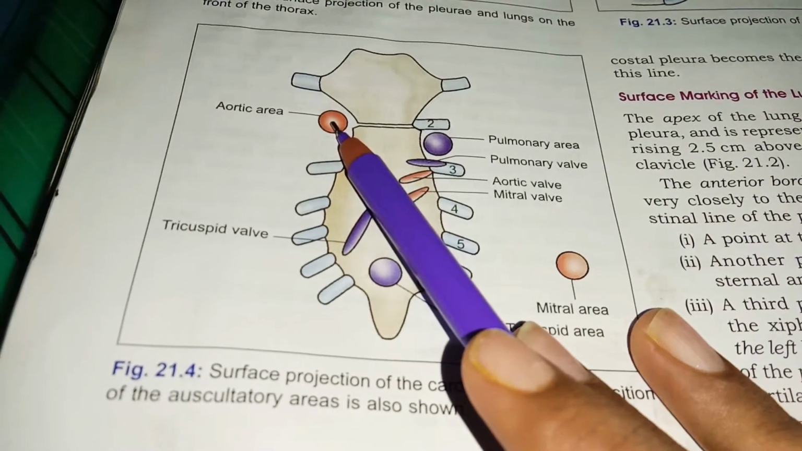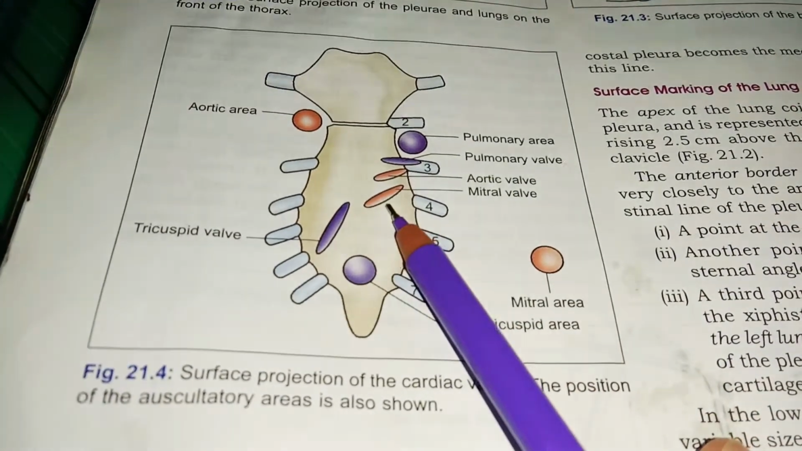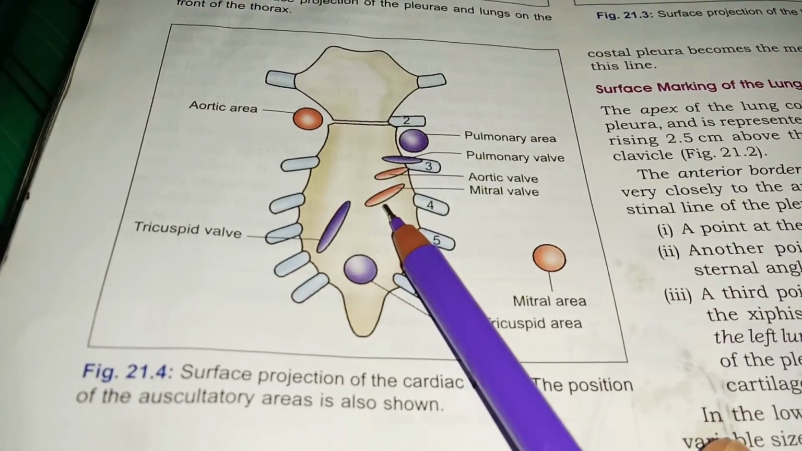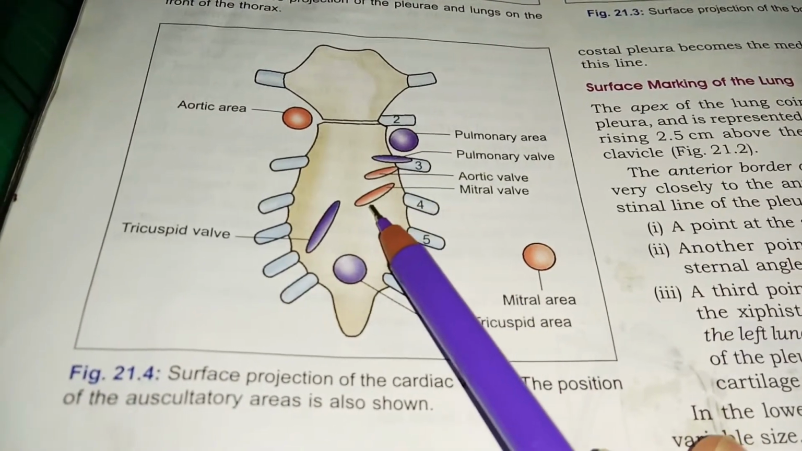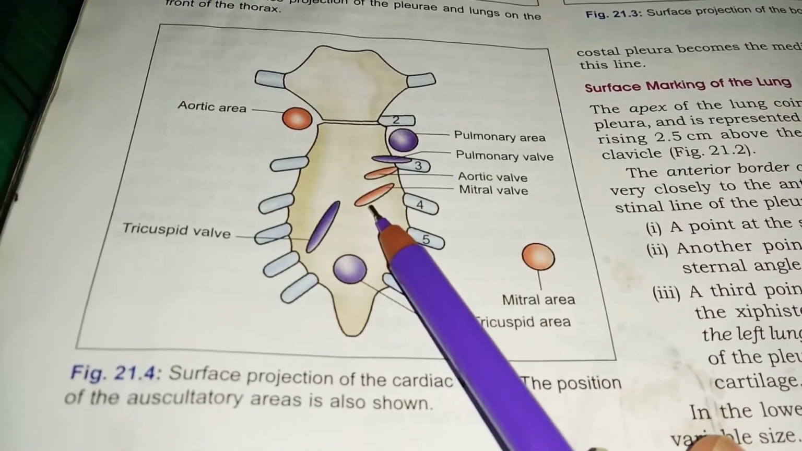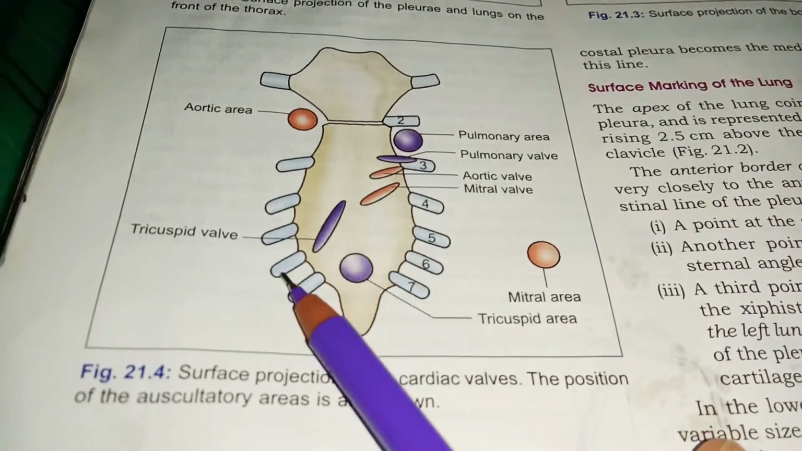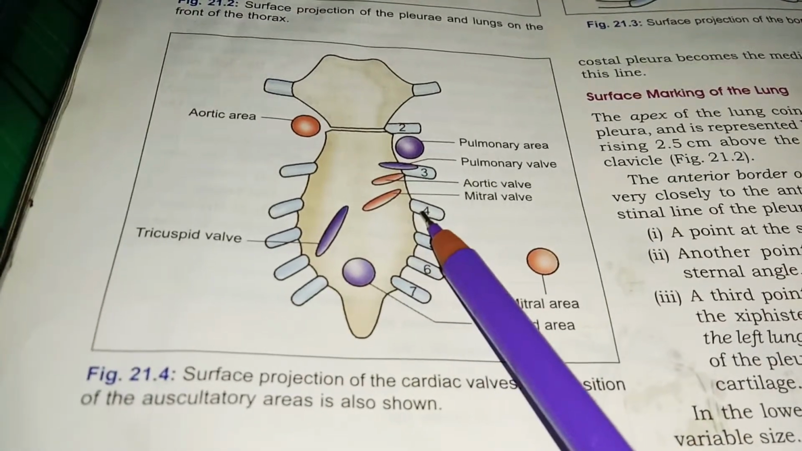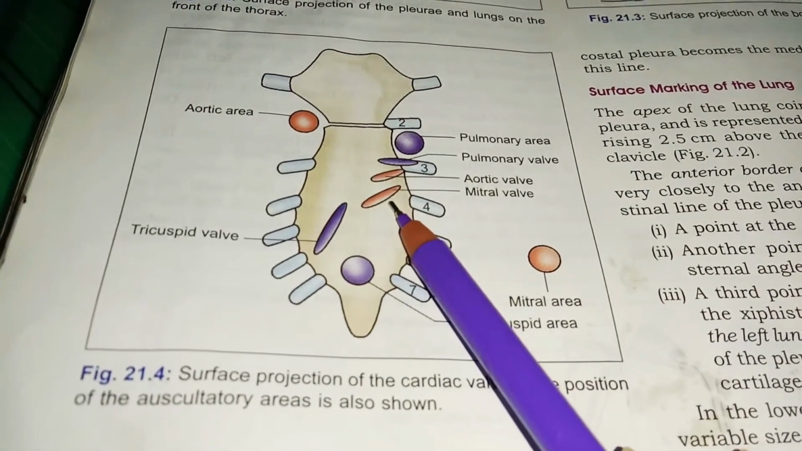So next, coming to the mitral valve. If you see, it's an oblique line along behind the left half of the sternum, opposite to the fourth costal cartilage, and its auscultatory point is the cardiac apex. You know where the apex is located, right? Near the apex, you can hear the mitral valve sound.